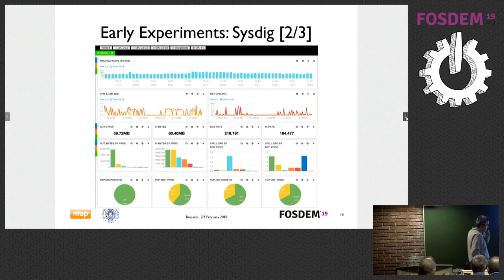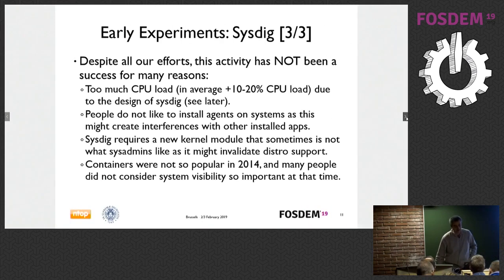So this code is still available. We integrate that with Elasticsearch. You can see the nice graph, top owner, top processes, top of thing. Okay, very nice. So I spent a real lot of time on that, but it was a failure. It was a very big failure for many reasons.